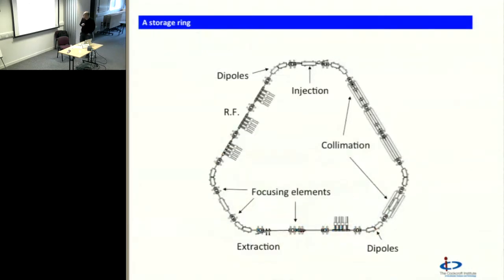So here's a nice storage ring. It's quite a funny little shape, but we've got essentially a circulating beam. Every time it bends, you have dipoles. So this has a nice, well-defined design orbit reference trajectory.